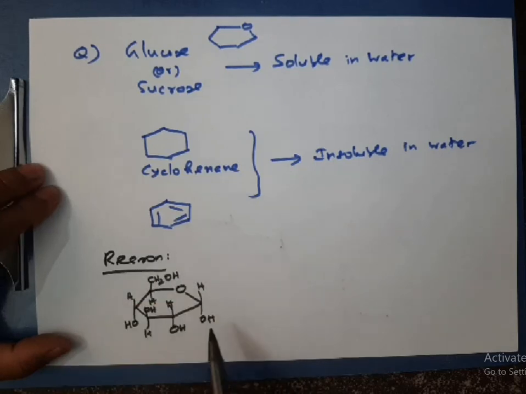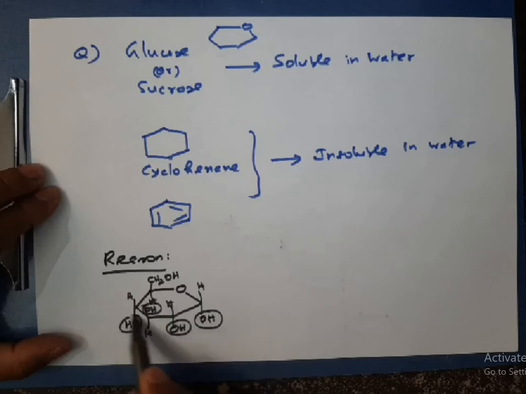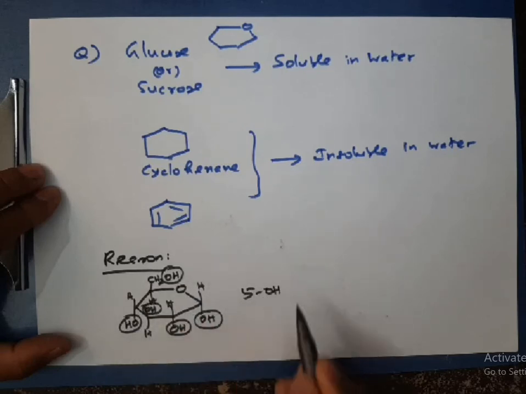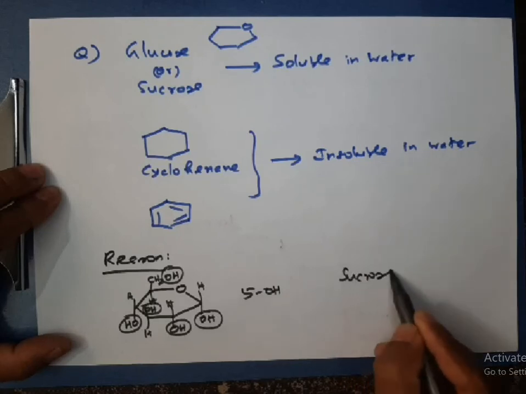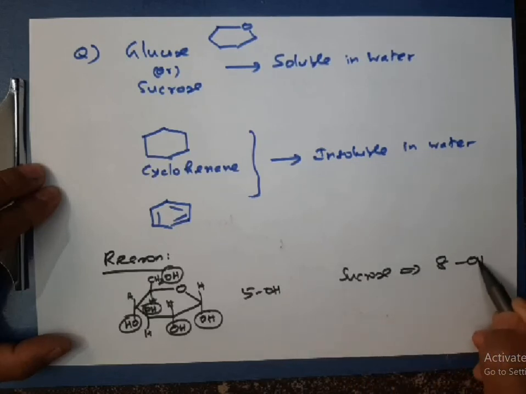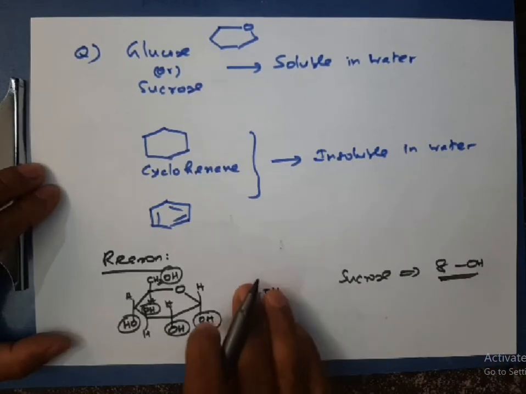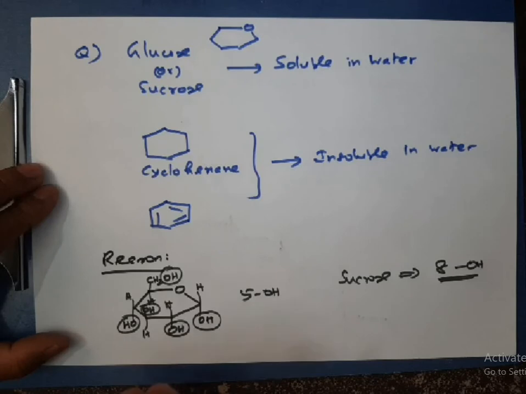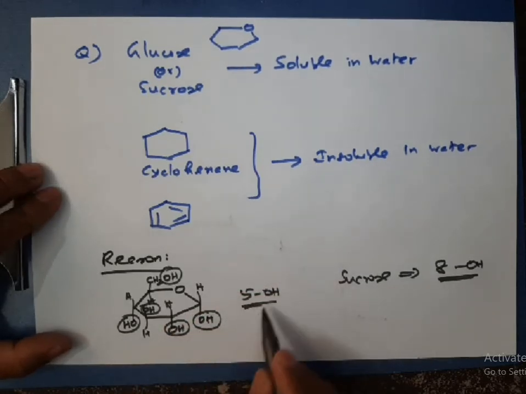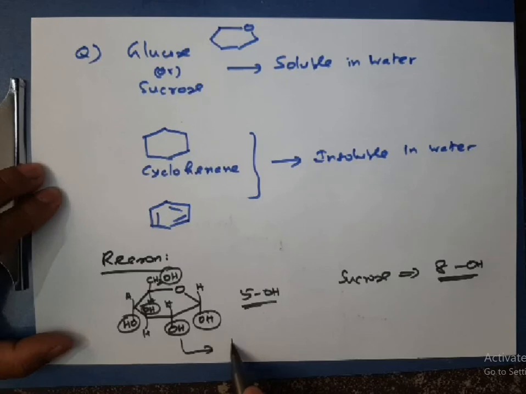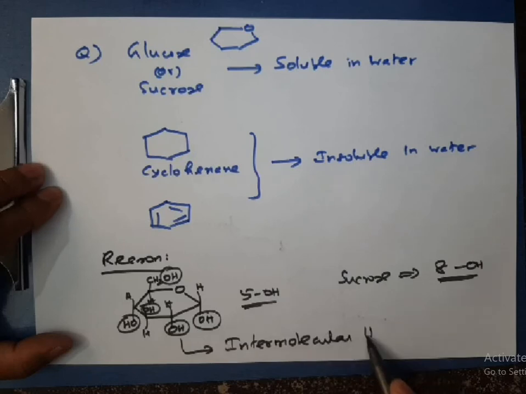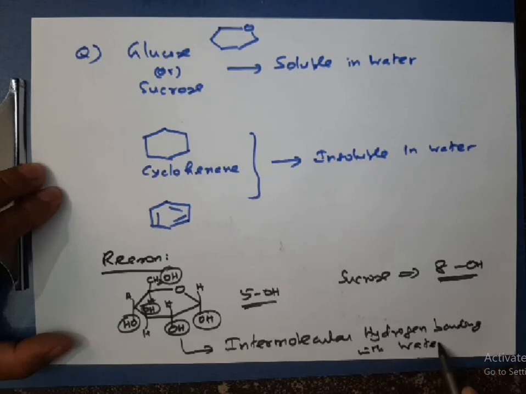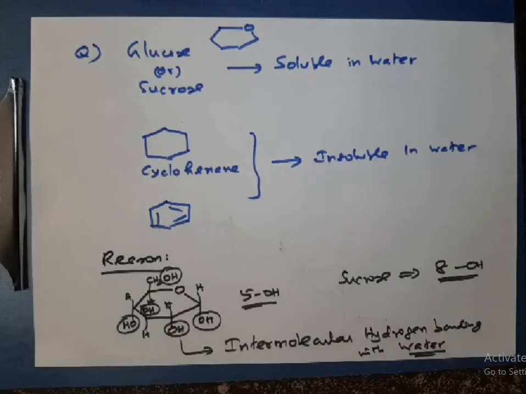In this structure, I have 1, 2, 3, 4, 5 OH groups. And in sucrose, I have already told you, we have 8 OH groups. The presence of these OH groups is very, very important. Why? Because they form intermolecular hydrogen bonding with water.